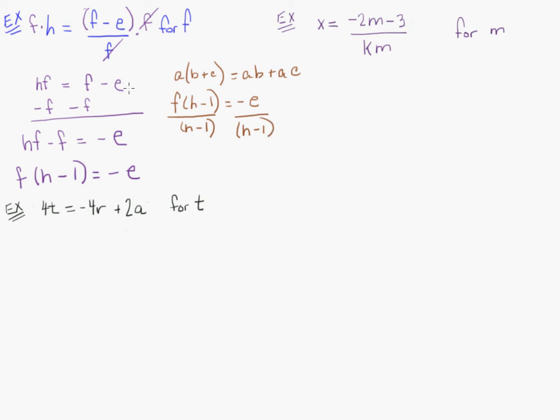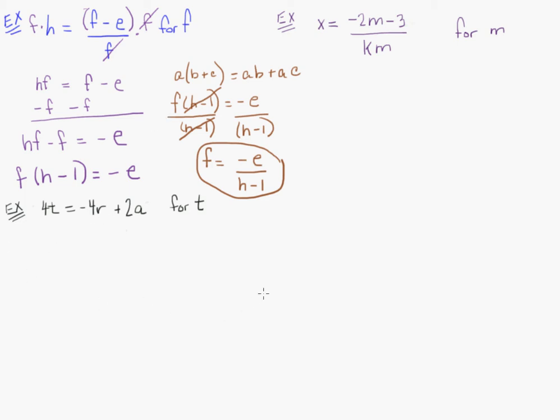On the left-hand side, these two quantities are actually the number 1 because they're exactly the same. So what's left is just the F by itself. And on the right-hand side, since these are variables that are unknown, we're left with negative E over H minus 1. And so this is our solution. F equals negative E over H minus 1.